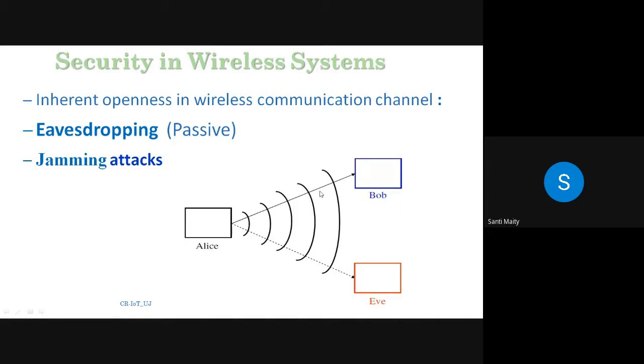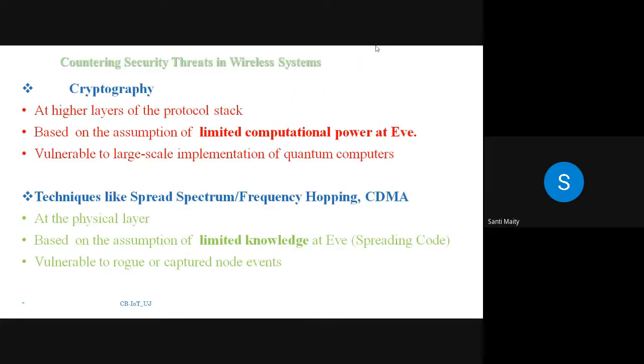So there is existing technology in cryptography. But in cryptography, there is an assumption you might be knowing. What is that assumption? That assumption is that Eve has lower computational capability than Bob. This is one assumption, and knowledge of the key is an important issue. But if we go for quantum computing, this is vulnerable. All these cryptographic techniques seem to be vulnerable. So cryptographic techniques have limitations.